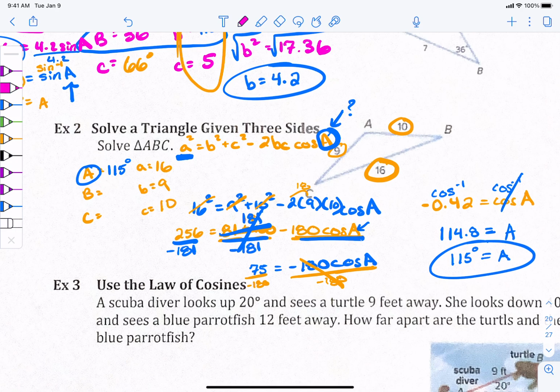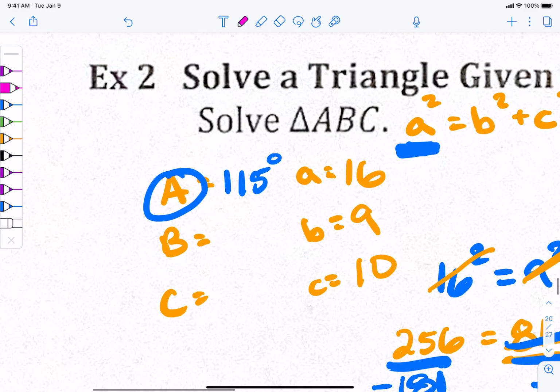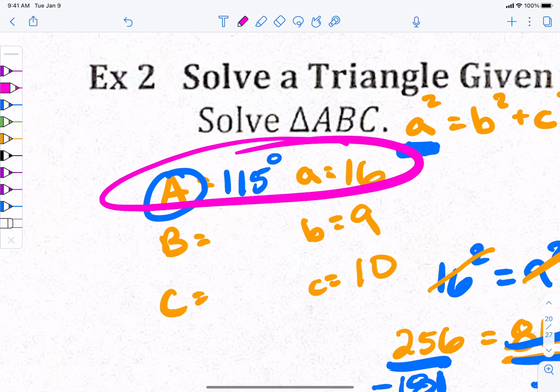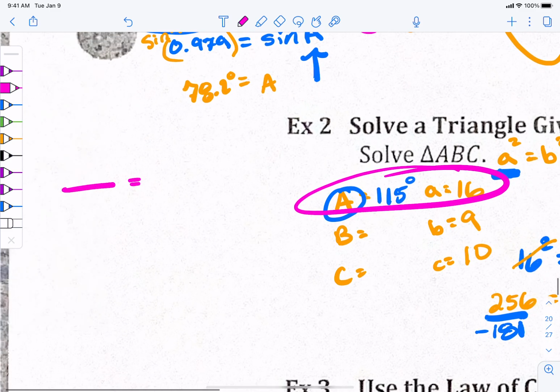Hold on, I'm writing this down. Okay, I'm good. Now look at what we have and what we need. Now what can we do? We can use the law of sines because I have A and its opposite side. All I have to do is law of sines now, because you only have to do law of cosines once.